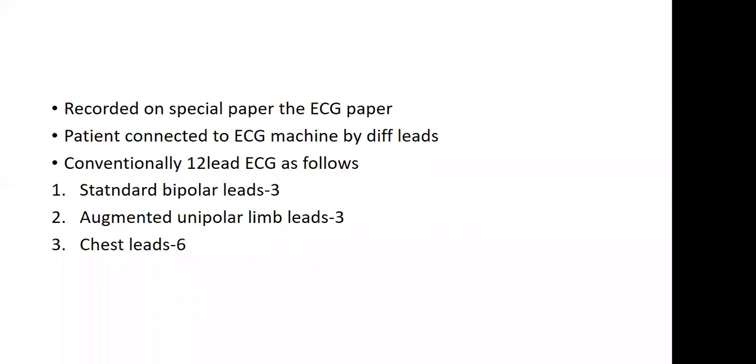Now, if you look at the ECG paper, a special paper over which ECG is recorded, it is roughly 2 inches wide paper, which has vertical lines and horizontal lines. In between the vertical lines and horizontal lines, you get squares.